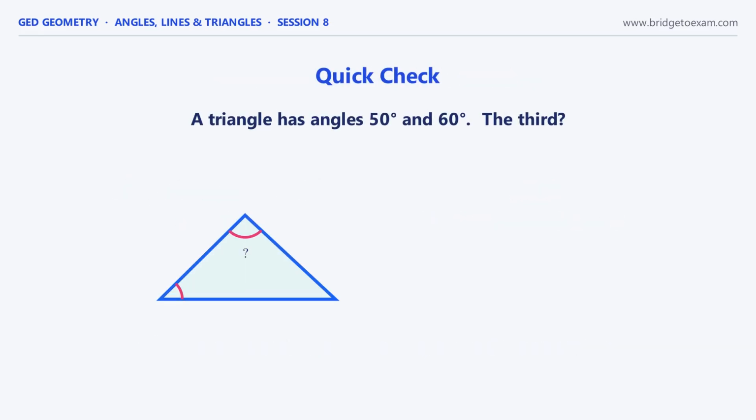Let's check your understanding. A triangle has angles of 50 degrees and 60 degrees. What is the third angle? Add the two you know to get 110, then subtract from 180. 180 minus 110 is 70 degrees.